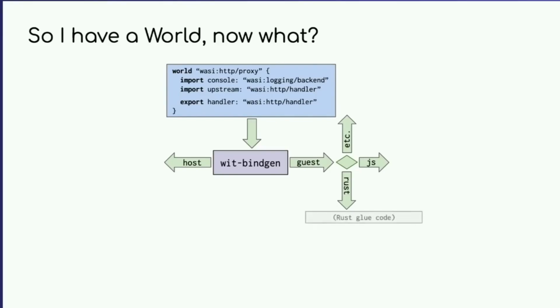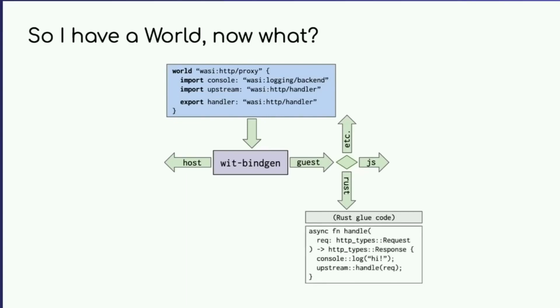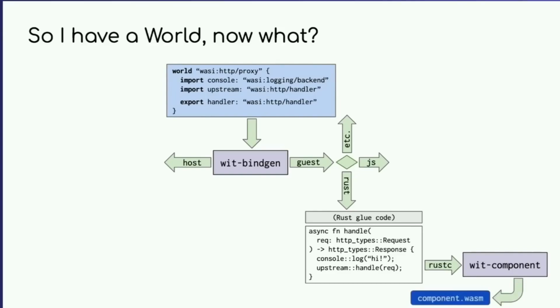So if I go the Rust direction, WitBindGen will generate some Rust glue code. And this glue code will allow me to write idiomatic, nice looking Rust code like in this white box, like a handle function that takes a request. It calls the log before passing on the request to the upstream. And I compile all this Rust code to core WASM and feed that into a second tool being developed in the Bytecode Alliance called Wit Component. Wit Component will bundle up this core WASM along with the high-level types in the original world to create a self-contained, self-defining component in a binary format defined by the component model.